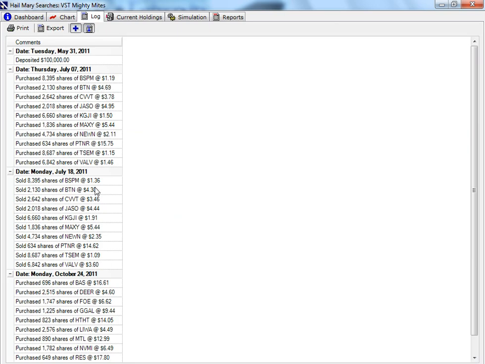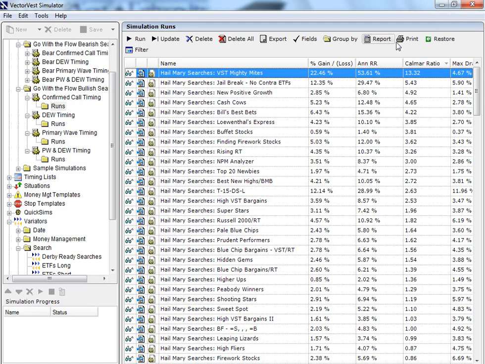Was I buying a bunch of 50-cent low-dollar stocks? Now, of course, VST Mighty Mites looks for low-dollar stocks that have been beaten up on price but have good fundamentals. Now let's take a look at our shorting strategies.